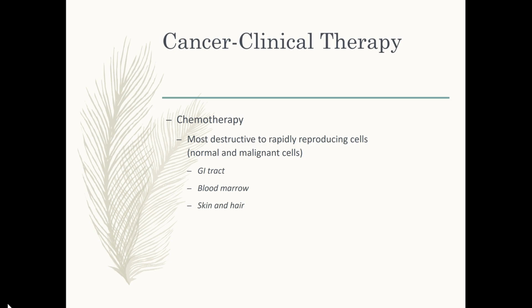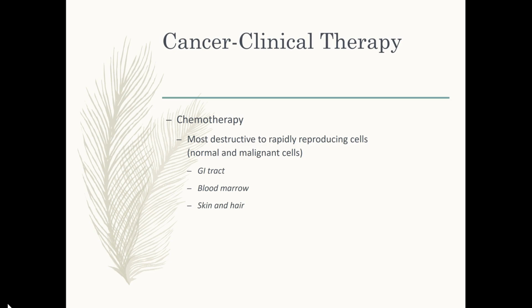Chemotherapy is most destructive to the rapidly producing cells in our body. So those occur in the GI tract, in the bone marrow, and in skin and hair. And so if you think about the GI tract, that's why they develop stomatitis or mucositis and nausea and vomiting. The skin, that's why it may become thin or brittle. Hair with the alopecia, the bone marrow with neutropenia, anemia, thrombocytopenia, all of those.